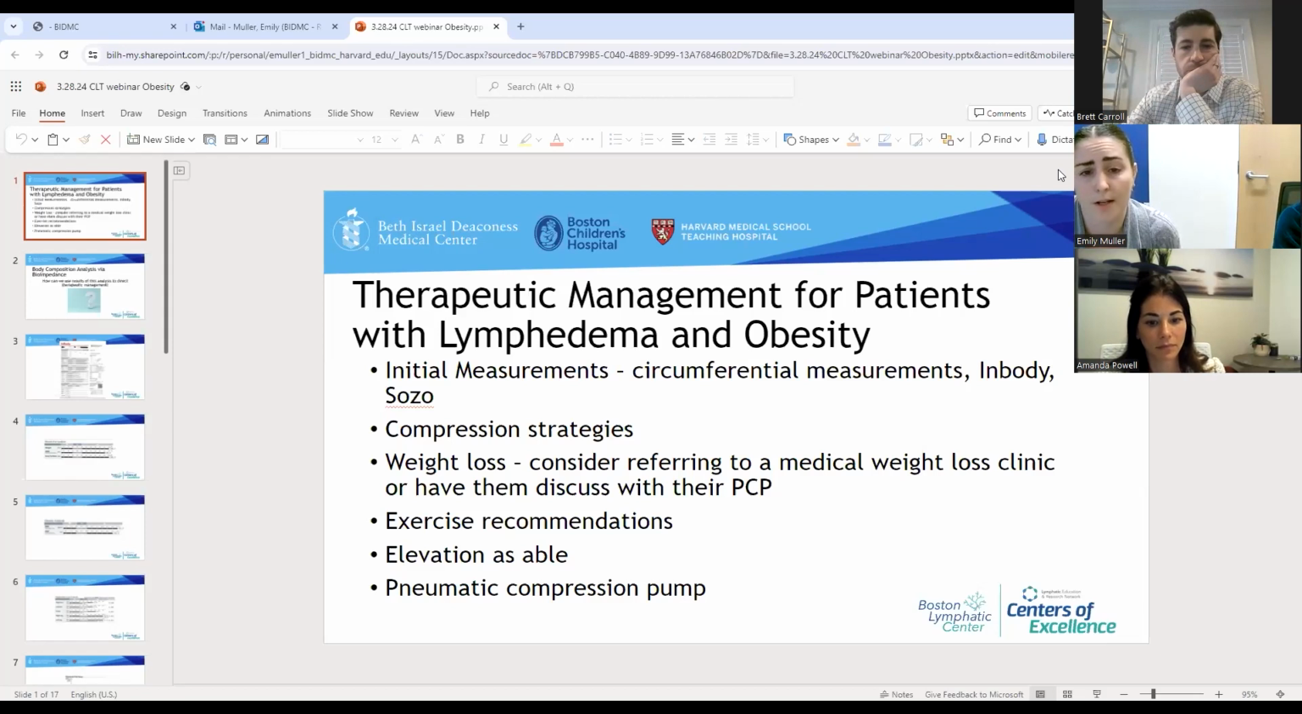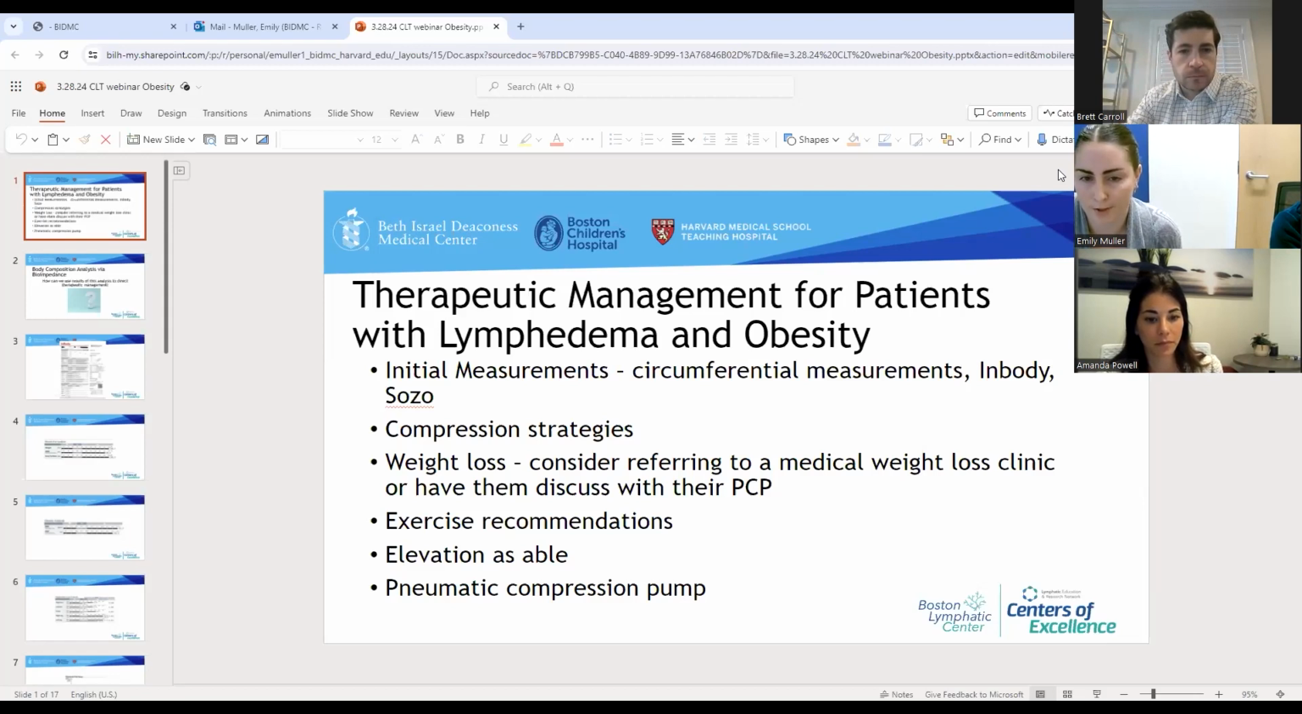We also look at different compression strategies. So, looking at their body habitus and their blood mechanics, and seeing what will be best compression-wise for a patient. Assess if they need CDT, which means coming to the clinic every day. And then, are they focusing more on weight loss right now? So, as you can see, we have the lymphatic medicine team here to refer to a weight loss clinic or to have them discuss with their PCP to focus on the weight loss there.